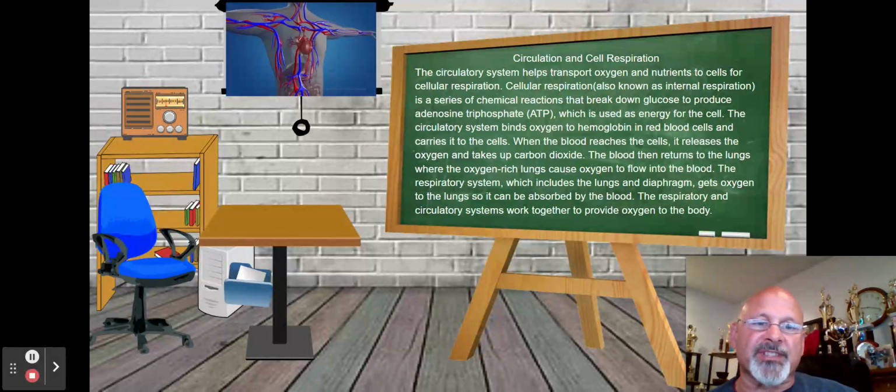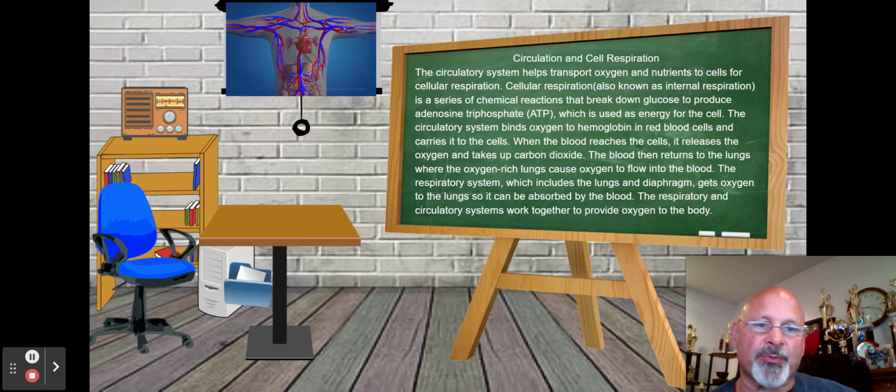The circulatory system helps transport oxygen and nutrients to cells for cellular respiration. Cellular respiration, also known as internal respiration, is a series of chemical reactions that break down glucose to produce ATP, which is used as energy for the cell. The circulatory system binds oxygen to hemoglobin in red blood cells and carries it to the cells. When the blood reaches the cells, it releases the oxygen and takes up carbon dioxide. The blood then returns to the lungs, where the oxygen rich lungs cause oxygen to flow into the blood.